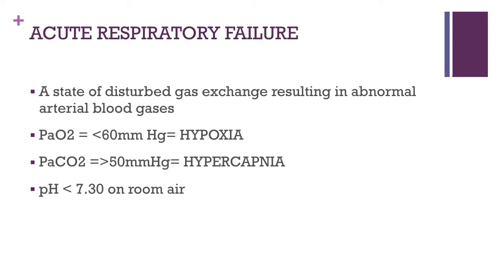Acute respiratory failure is essentially a state of disturbed gas exchange that results in abnormal arterial blood gases. Hypoxia is considered a PaO2 of less than 60 millimeters mercury, and hypercapnia is a PaCO2 of greater than 50 millimeters mercury, typically associated with a pH of less than 7.3 on room air. So this is our criteria for respiratory failure.